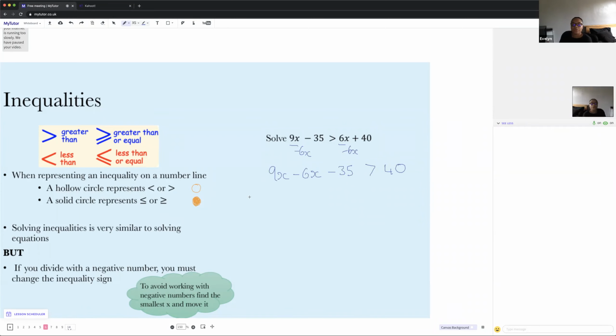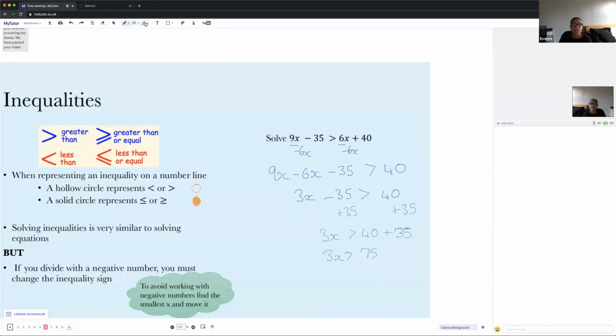Now, we can simplify this 9x minus 6x. 9 minus 6 is 3, so we've got 3x minus 35 is greater than 40. Now we can continue to solve just like how we were solving equations. We can add 35 to both sides. On the left hand side we've got 3x, on the right we've got 40 plus 35. Sorry for my terrible handwriting. Now 3x is going to be greater than 75 because 40 plus 35 is just 75.